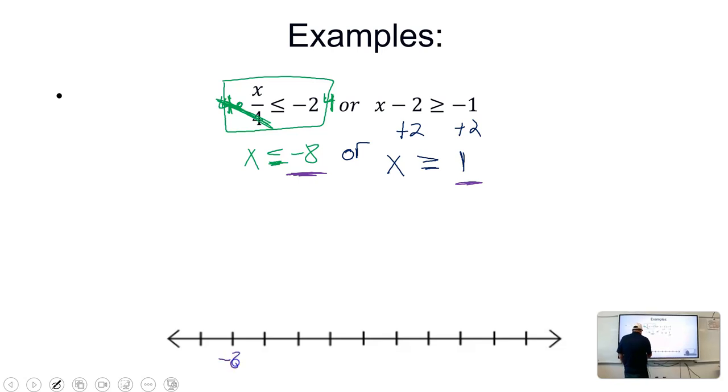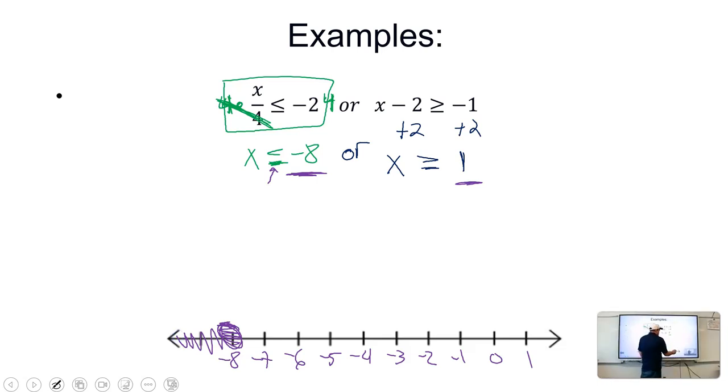So I'm going to go ahead and write down from -8 all the way to 1. So let's just focus on this first one. Put a circle at -8. Is it going to be open or closed? Should be closed. Awesome, because we have an or equal to sign right there. And we're shading to the left because it's pointing to the left.